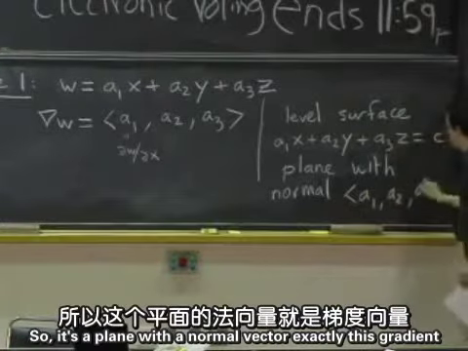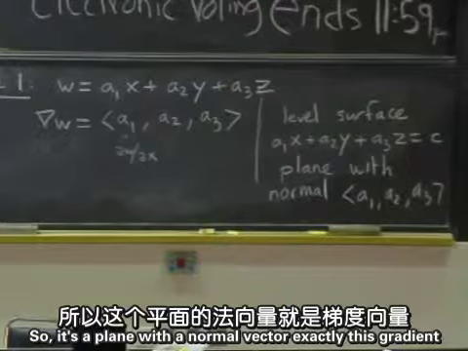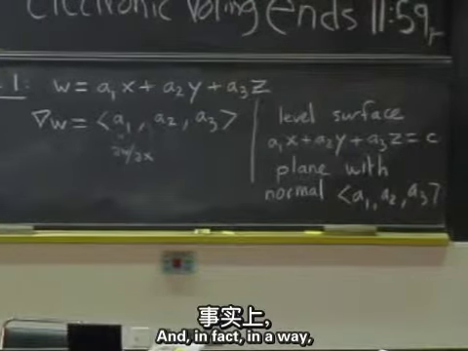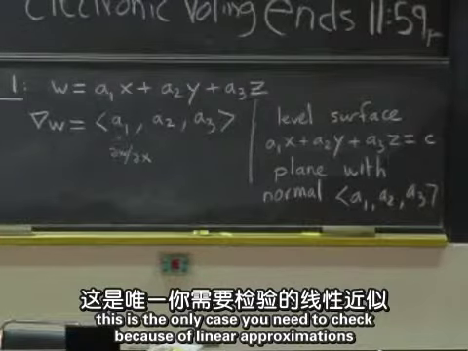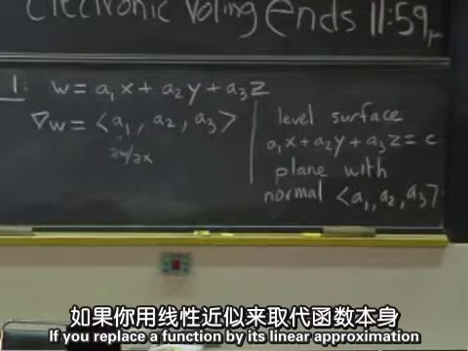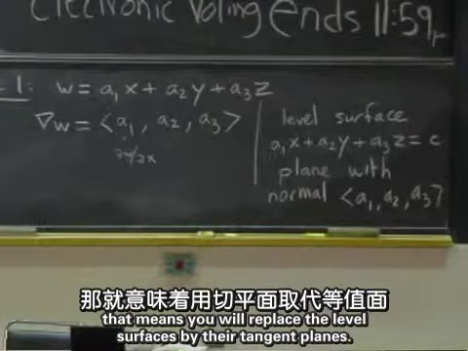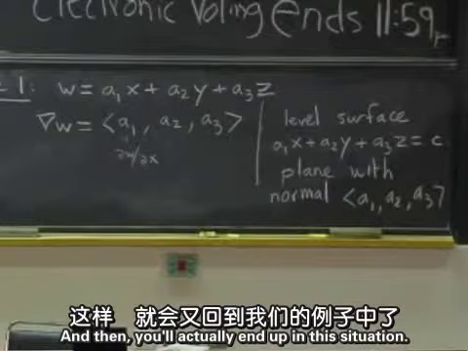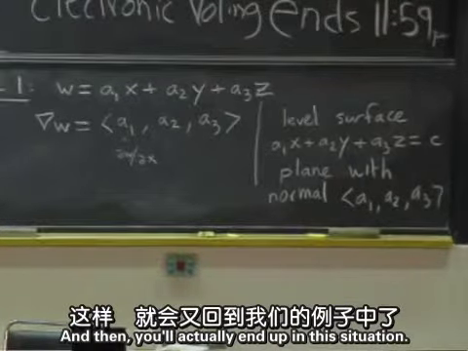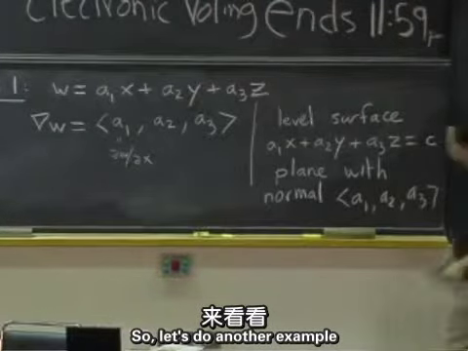So it's a plane with normal vector, exactly this gradient. And in fact, in a way, this is the only case you need to check because of linear approximation. If you replace a function by its linear approximation, that means you will replace the level surfaces by their tangent planes, and then you will actually end up in this situation. But maybe that's not very convincing, so let's do another example.